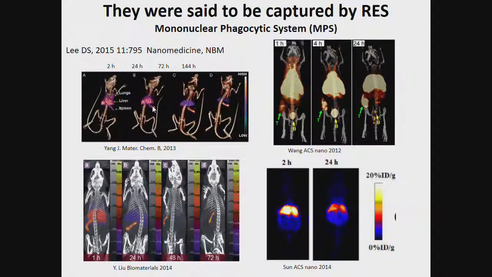Here you can find the liver, spleen, and 24-hour. So as in vivo experts, we need to meticulously analyze these.